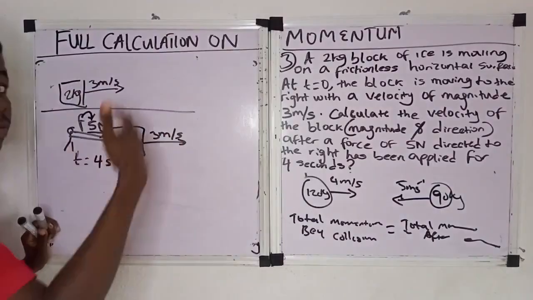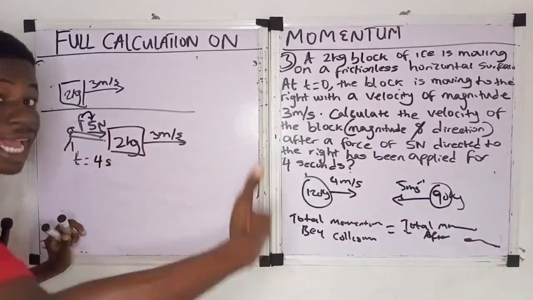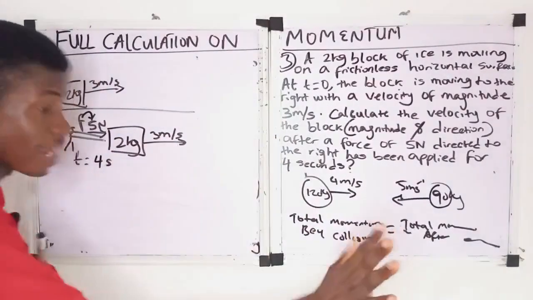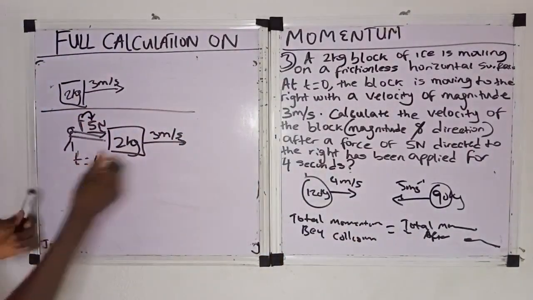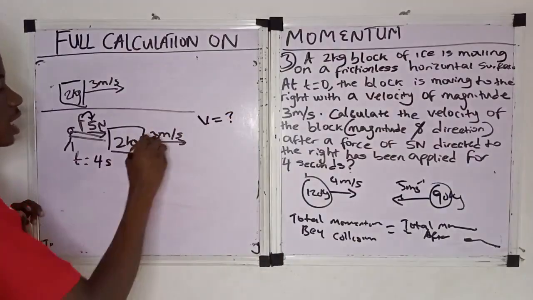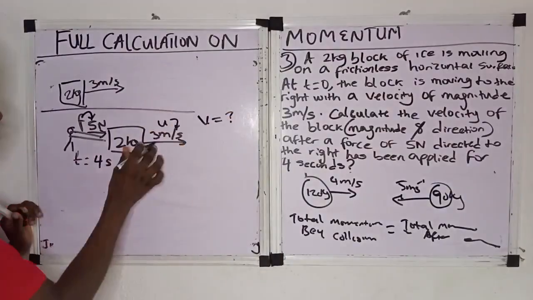So we are asked to calculate the velocity of the block after we apply the force. Remember, the block will start moving at a higher velocity because we have applied force to it. So we are looking for the higher velocity, which is v. We don't know it. Then this is the initial velocity of the block, right?